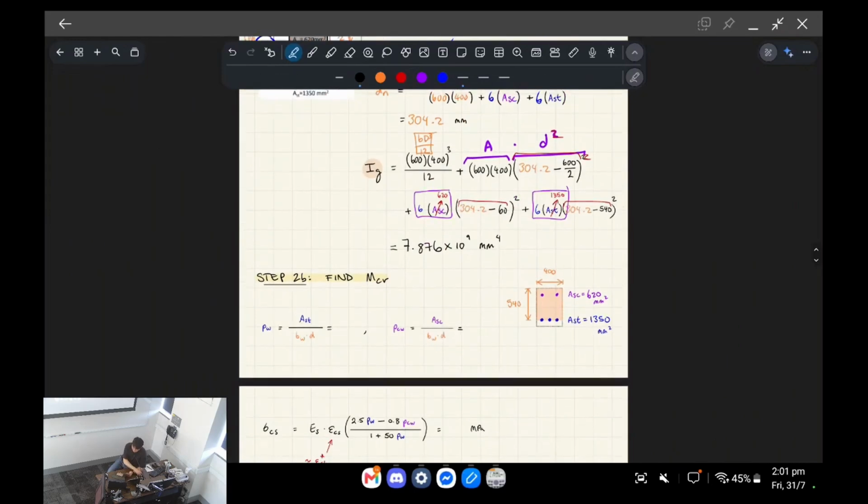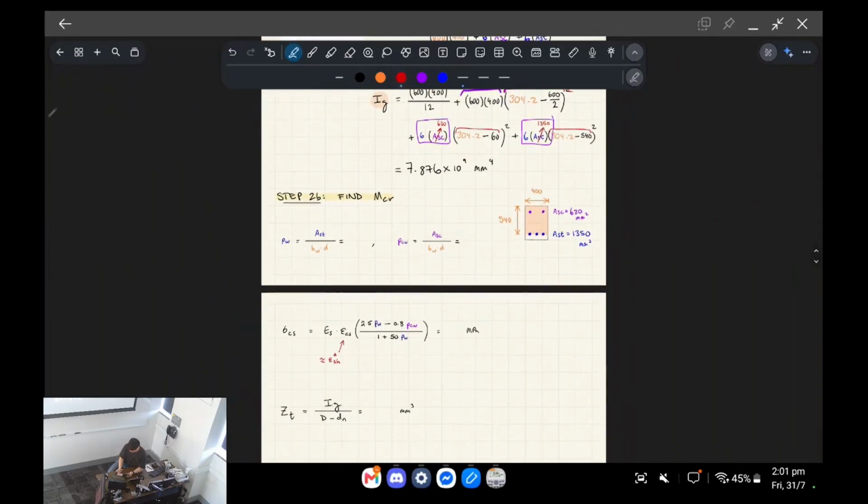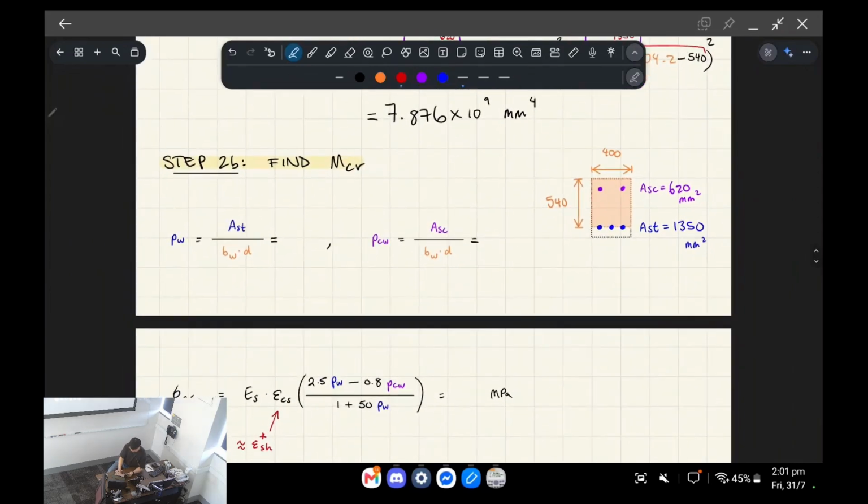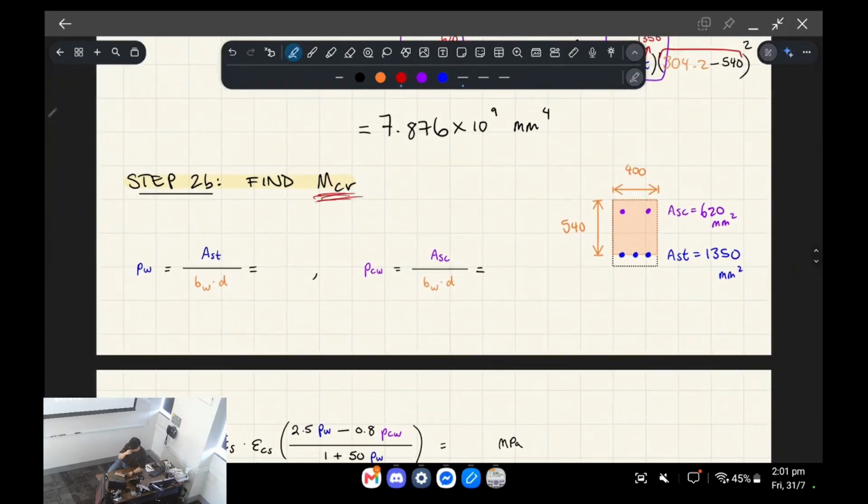Okay, so next we want to find M cracked. If I scroll through my notes, step 2A is what we just did. And then step 2B, finding M cracked, requires a bunch of sub-steps, okay? I think in the week 5 workshop, some of the questions said calculate the cracking moment or whatever, but we have a little bit of an extra step that we need to incorporate to what you learned in week 5. So when we're calculating M cracked for this week's content, you have to account for the concrete shrinkage. Okay, so I'll explain that in a bit.